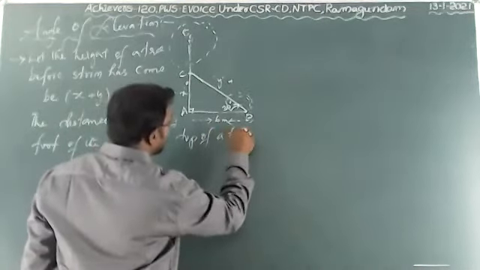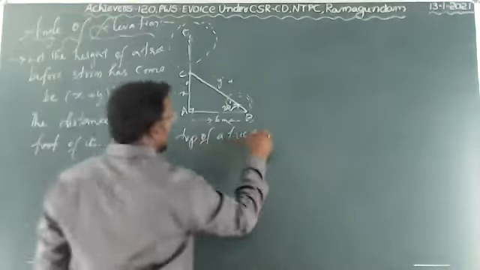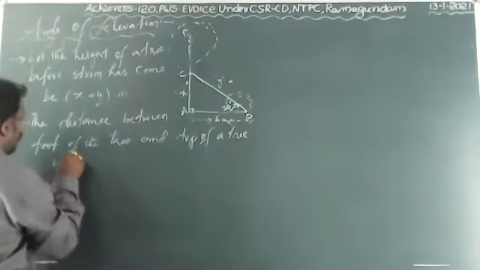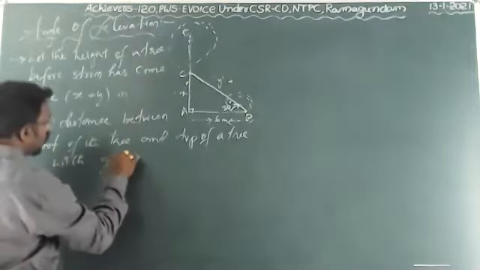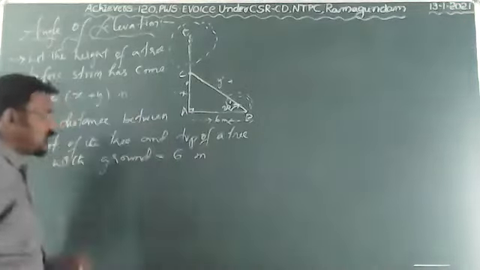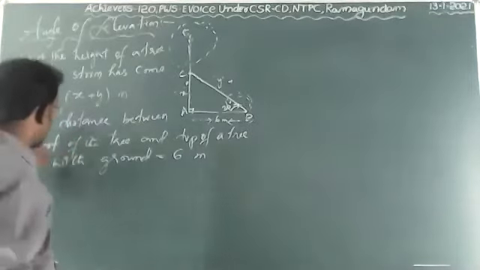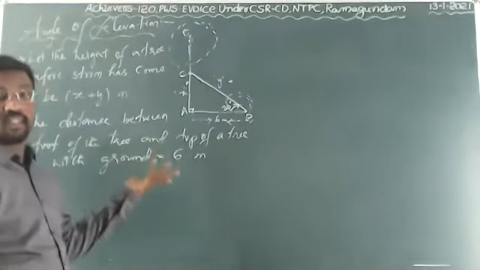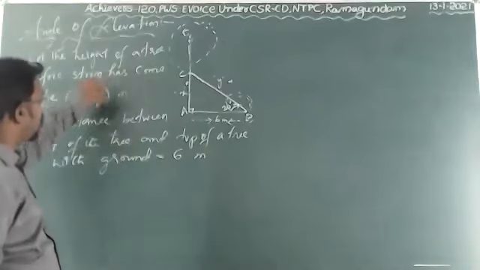Top of a tree with the ground. With the ground, how much? 6 meters. That is most important. If you will not write with the ground, what is the difference between these two?